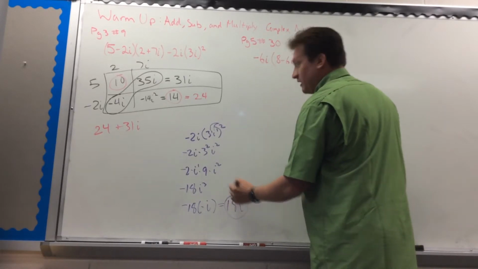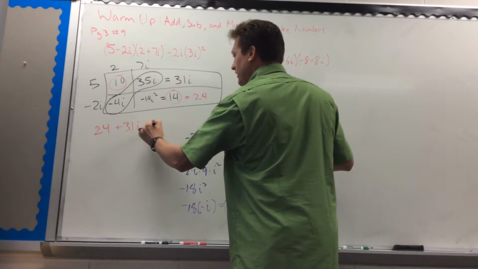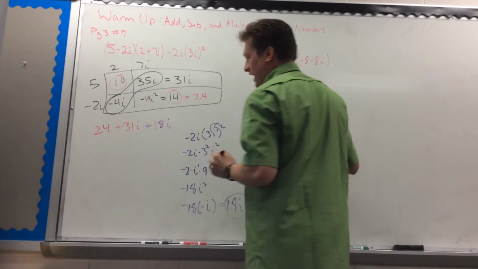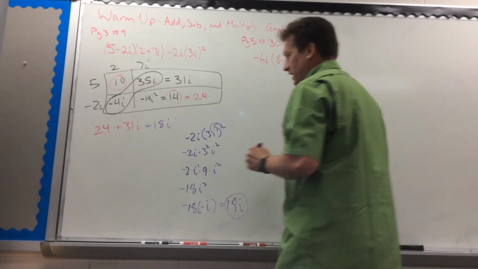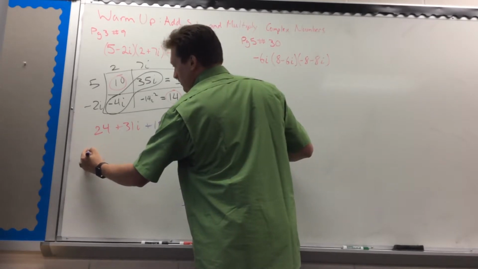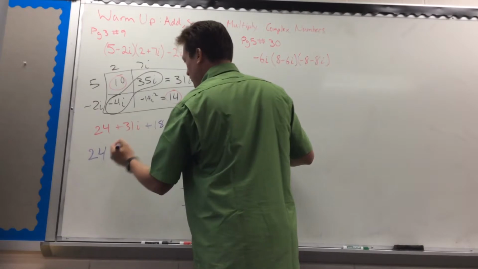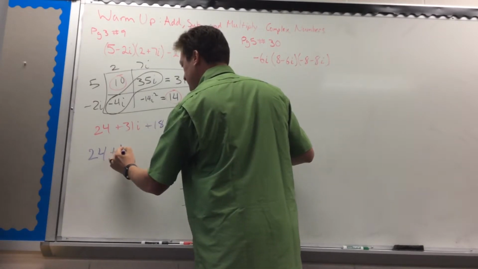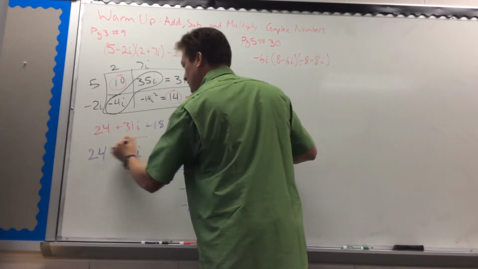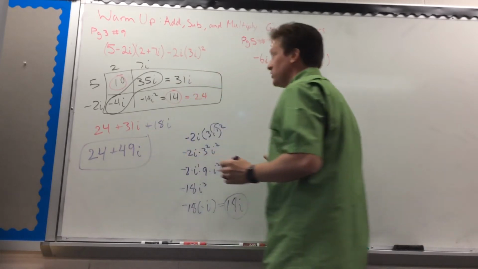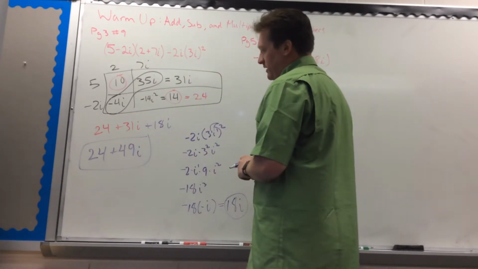This is going to come up right here. So plus 18i. And now I'm going to combine my numbers together. And that's going to give me 24 plus 49i. This takes addition, subtraction, multiplication, puts it all together at the same time.